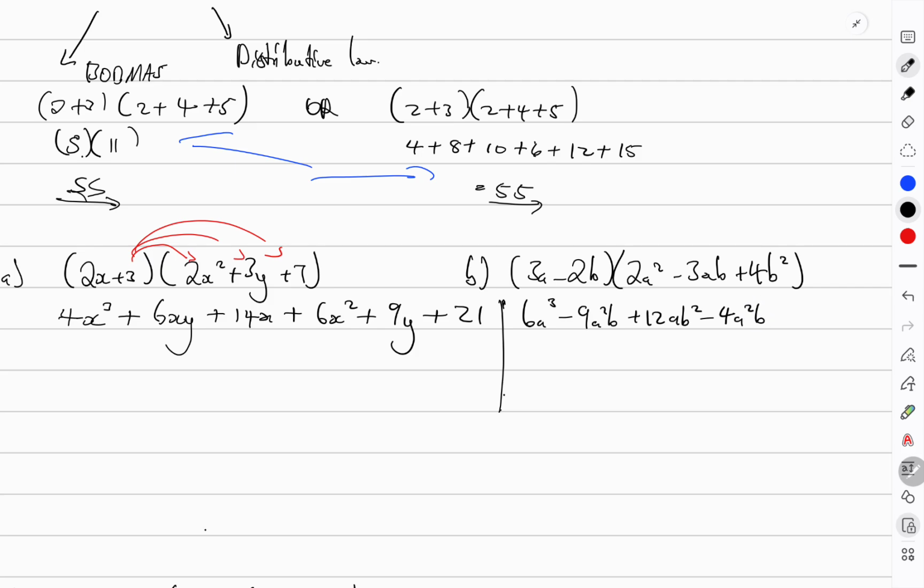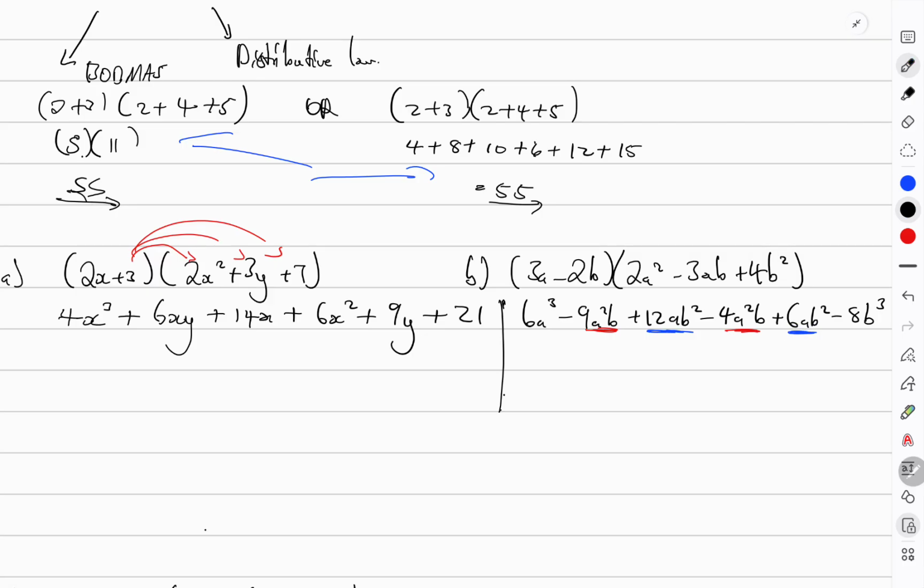The negative 2b will multiply the negative 3ab. Therefore, it means I'm going to have positive 6ab squared. And the negative 2b will multiply the 4b squared, meaning I'm going to have negative 8b to the power of 3. Now I'm going to look for my like terms. I'm having a squared b here. I'm having a squared b here. I am having ab squared here. I am having ab squared here, meaning those two are like terms.